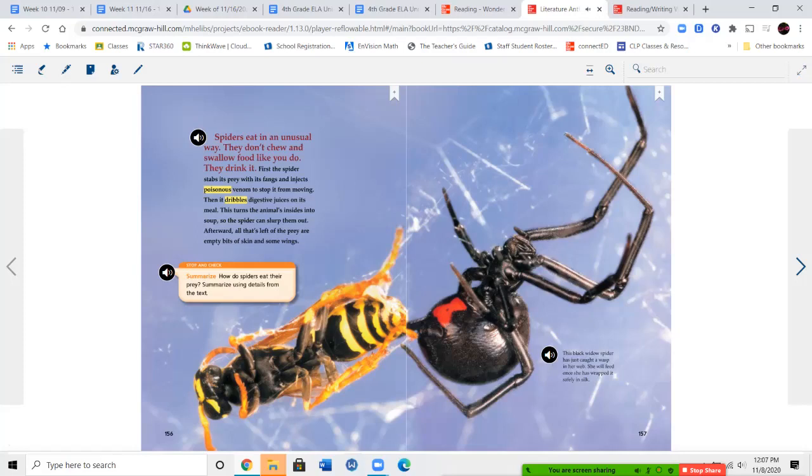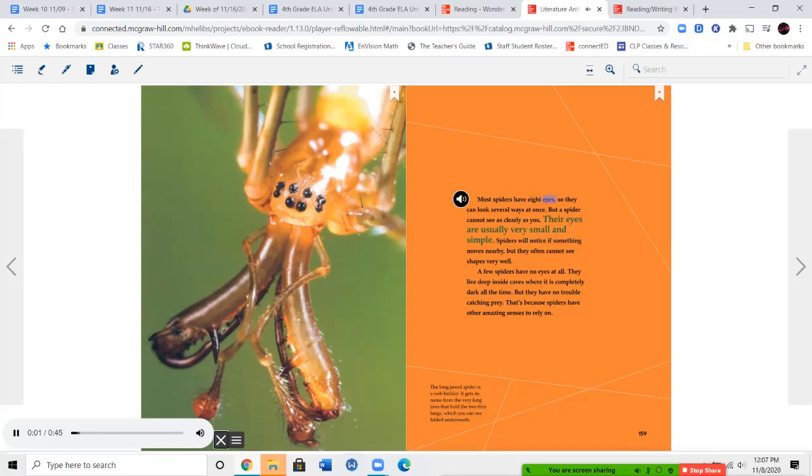Most spiders have 8 eyes, so they can look several ways at once. But a spider cannot see as clearly as you. Their eyes are usually very small and simple. Spiders will notice if something moves nearby, but they often cannot see shapes very well.